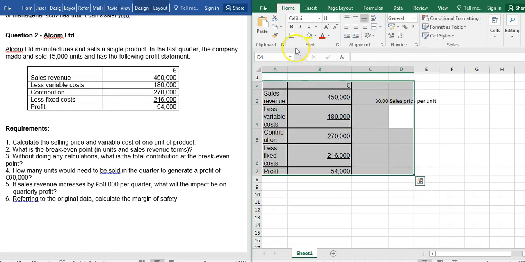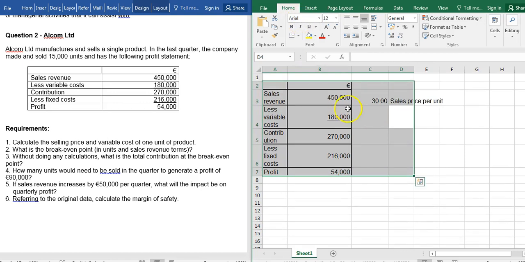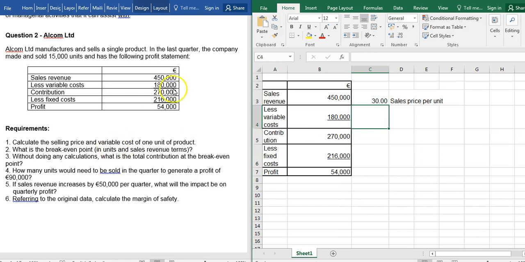There are a number of ways you can go about it, but make sure you understand exactly what's been asked. You're asked the selling price per unit. If you have the total units and you have the total money, you divide one into the other. Exact same with variable cost. You have 180,000 of variable cost. Variable cost means it's going to be a price per unit. Every extra unit you have an extra variable cost. So it's 180 divided by another 15,000, meaning here the variable cost is €12 a unit.